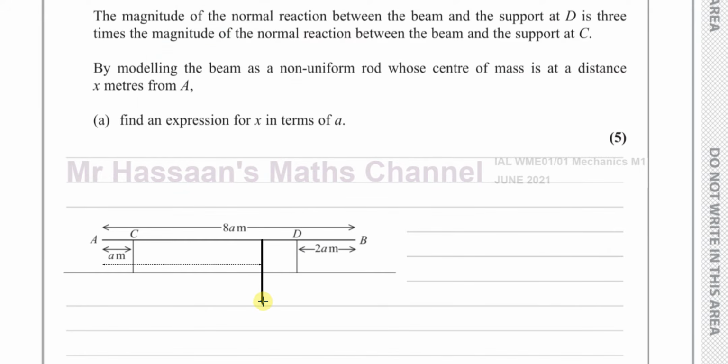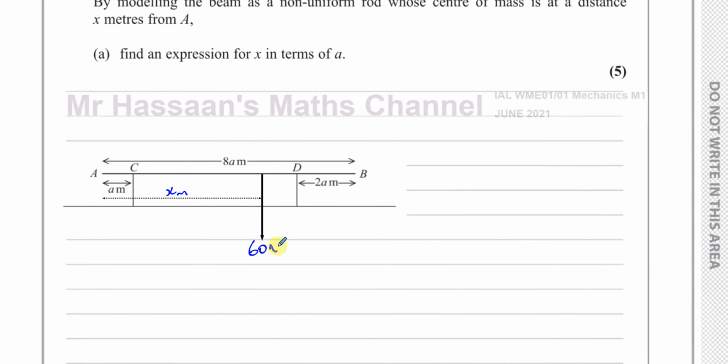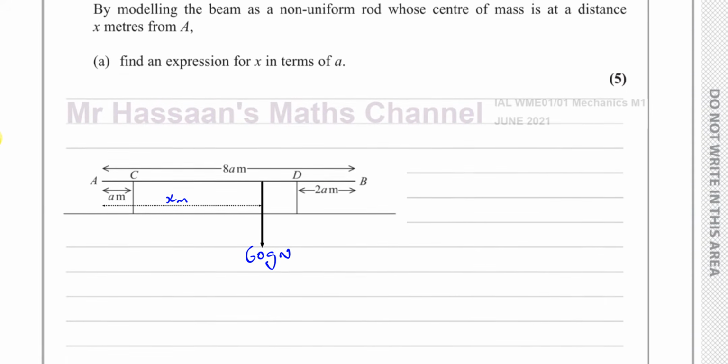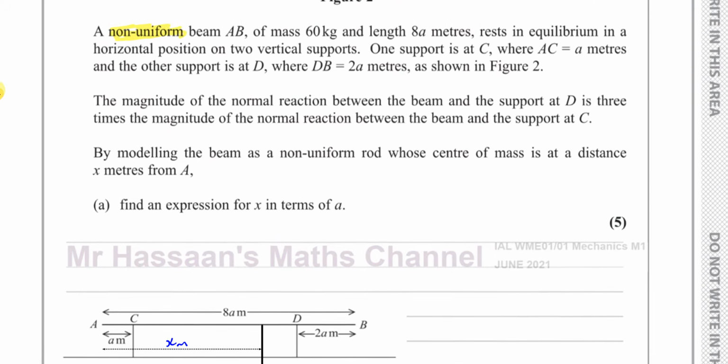So that's the center of mass. We assume that it's acting at this distance x. They've told us it's x meters from A. The mass of the beam is 60 kilograms, so the weight is mg, 60g newtons. That's 60 times 9.8 newtons, but I'll write it as 60g. The mass is 60 kilograms, the weight is 60g. W is mg: the weight is mass times g.